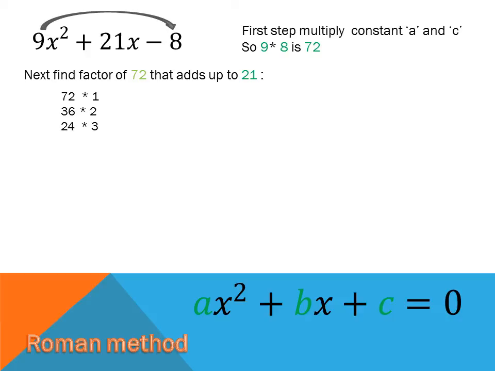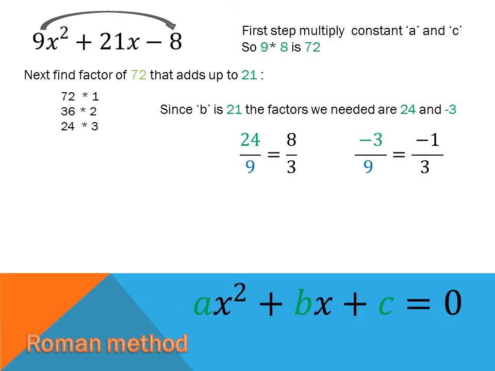36 times 2 does not work, because 36 plus 2 is 38. Even when you subtract 36 minus 2, it's not going to come out to 21. But 24 times 3 does. You can subtract, or add 24 plus negative 3, and it will come out to positive 21. So we'll use those as our factors and also as our numerators. So divide those numbers by 9. 24 divided by 9 simplifies to 8 over 3. And negative 3 divided by 9 simplifies to negative 1 over 3.